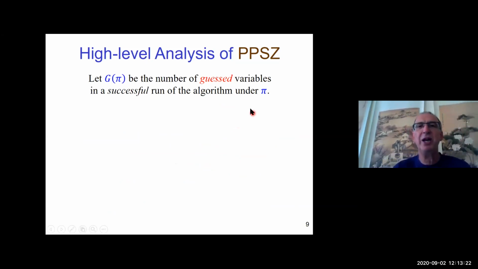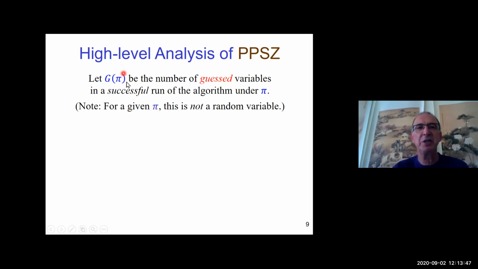For a given permutation pi, let us denote by g of pi the number of guessed variables in a successful run of the algorithm. Note that we assume that if we get to a variable and we need to guess it, we guess it correctly. Otherwise, the minute we make one incorrect guess, the algorithm failed. So we condition on making the right guesses. Now, note that for a given permutation pi, this is not a random variable. This is a fixed number.